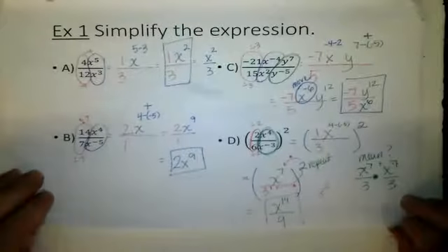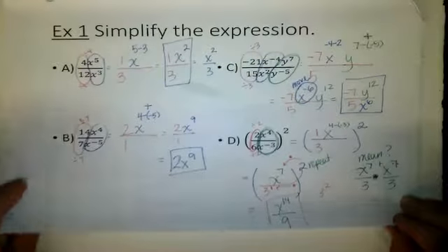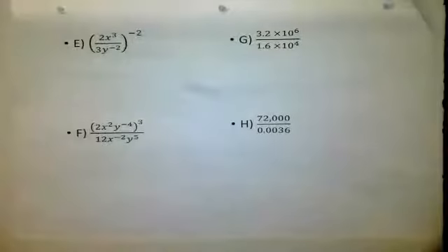Any questions on these 4? All right. Seems like a lot, but they're all different, so it's really important that we do them all. Letter E, 2x cubed over 3y to the negative 2, quantity to the negative 2 power.